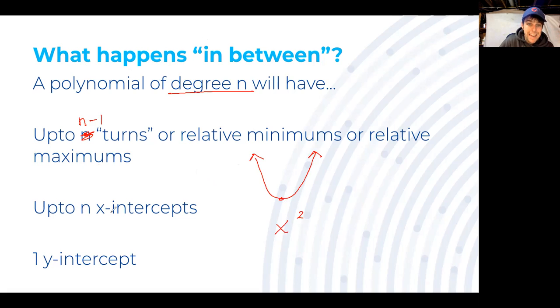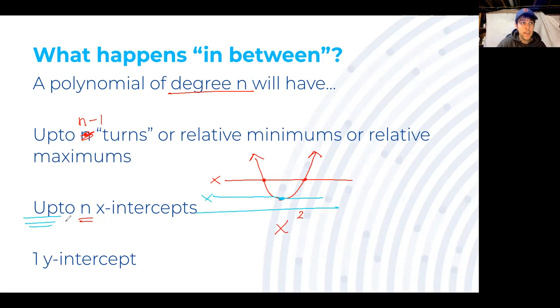And up to n x-intercepts. So if the degree is n, there could be n x-intercepts. So a degree of 2 could have 2 intercepts if this is our x-axis. Or it could have 1 if our x-axis is right there, just passing at the vertex. Or it could have 0, right? Doesn't cross the axis at any point. So that's why we say up to. It's not guaranteed to have that many. That's the most that it could have. You can see that no matter where we draw the x-axis here, there's no way for us to have more than 2.